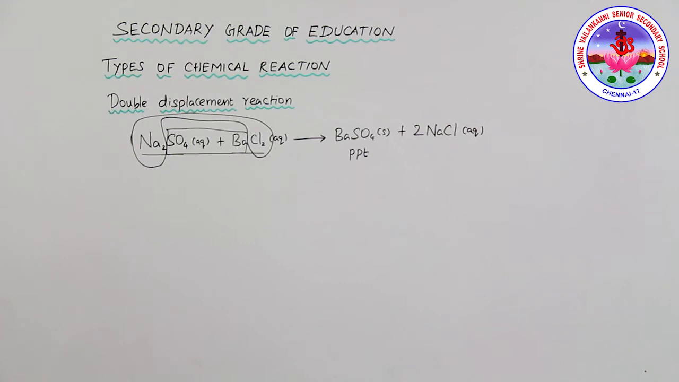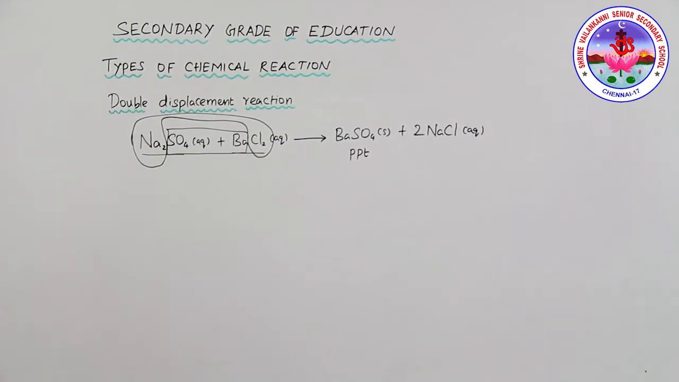Now we are going to see that the precipitation of the barium sulfate is formed by the reaction of the sulfate ion, that is SO4 2 minus, and the barium chloride, that is the Ba 2 plus ion. So the products formed are sodium chloride and barium sulfate.